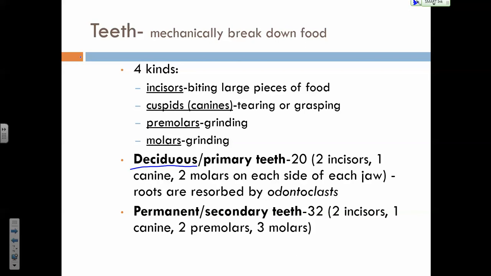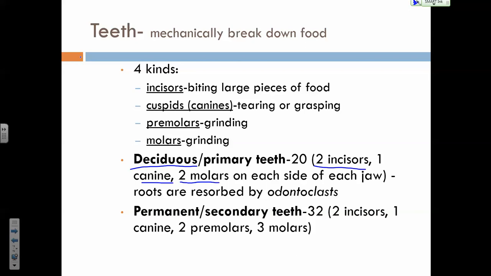So with your deciduous set, you have on each side of each jaw 2 incisors and 1 canine, just like with the permanent set, but you don't have any premolars. And instead of 3 molars, you only have 2. So that's a total of 20.